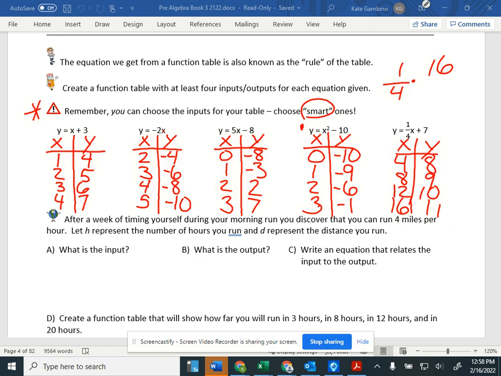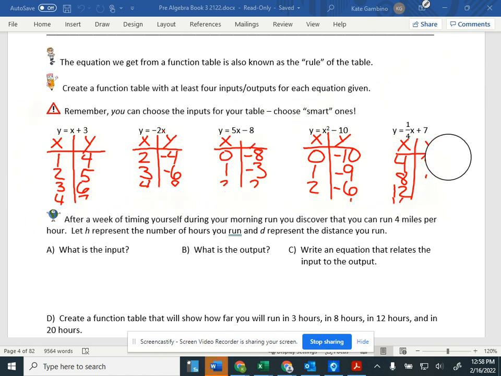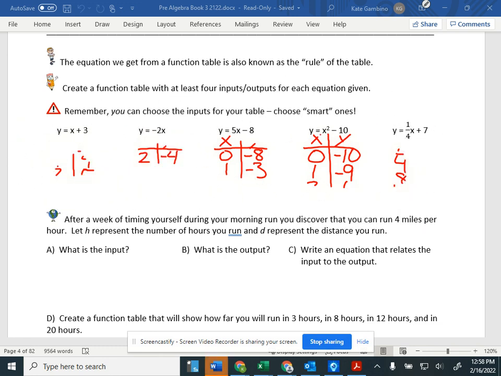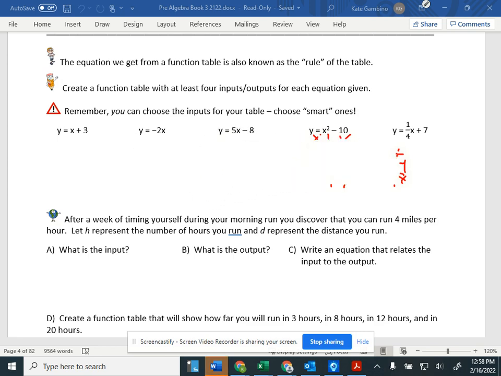How are we feeling about the function tables? Feeling good about that? All right, let's continue on. Oh, doesn't want to do the trick for me.